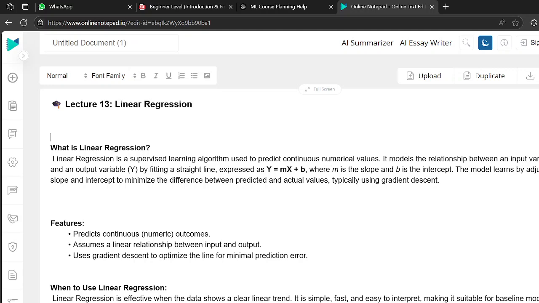In lecture number 13, we will be learning about linear regression. Alright, let's begin.